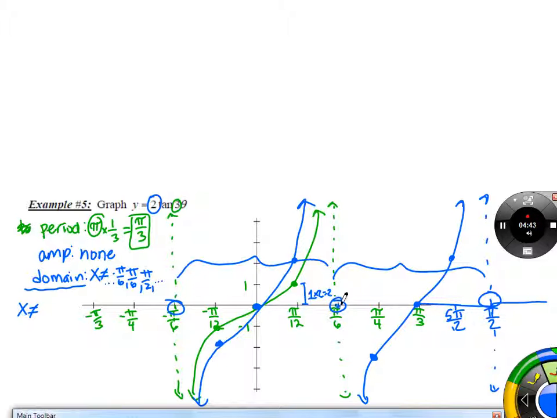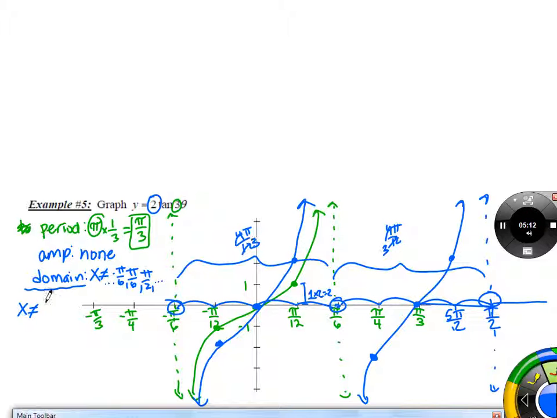If I started here, that's 1, 2, 3, 4 twelfths, which is pi over 3. And then let's check here. 1, 2, 3, 4 twelfths, which is pi over 3. So basically, if I start at one asymptote, I'm going to have another asymptote every pi over 3 after that or before it. So you could subtract a pi over 3 or you could add a pi over 3.